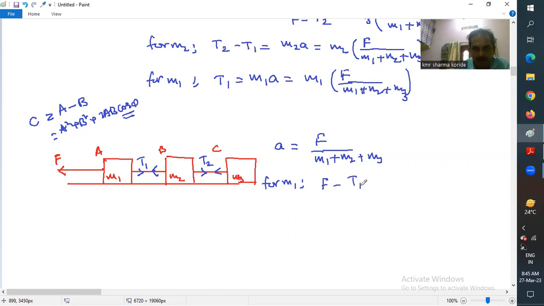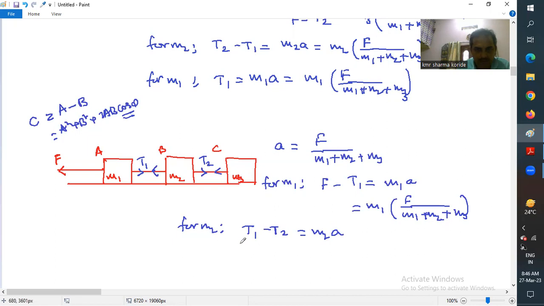So now T1 opposes the motion of M1. When the applied force is greater, it produces acceleration and there is a net force. Therefore, M1 times F by M1 plus M2 plus M3. So this is the first case. For M2, T1 favors, but T2 opposes, so T1 minus T2 is equal to M2A.